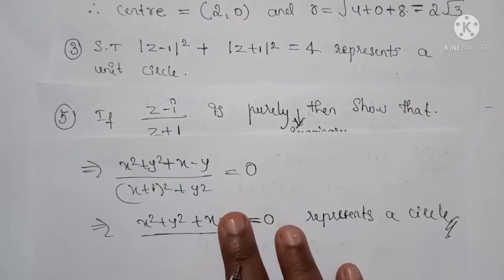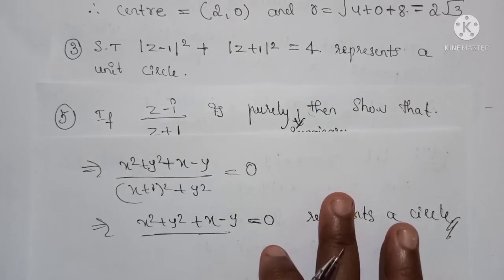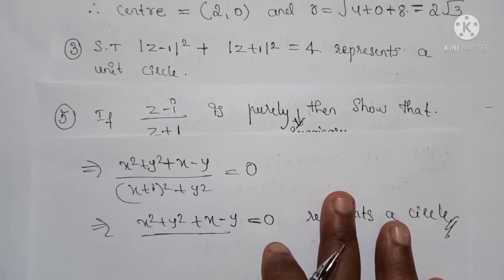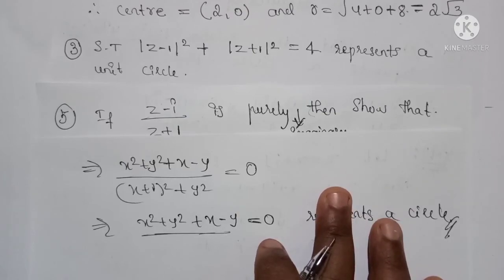Like this you can find the locus, or you can show whatever is asked using the given quantity. That means you can show that it represents a circle, or that the equation represents a straight line. It depends on the question.